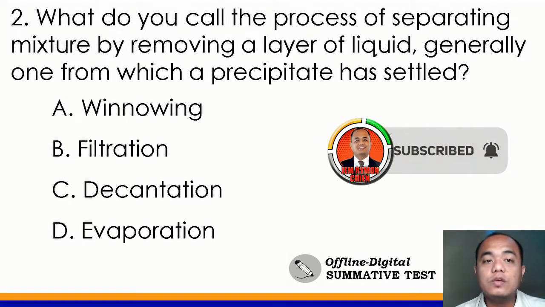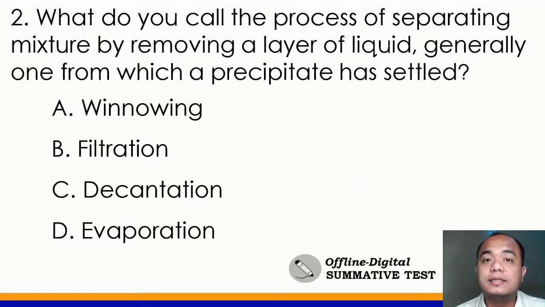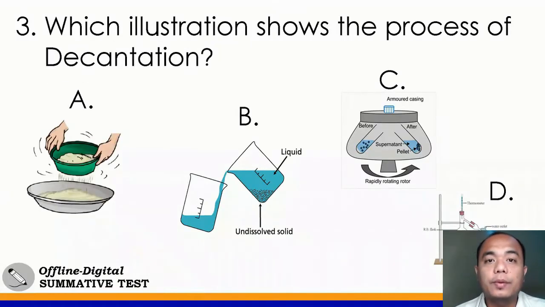Number 2, what do you call the process of separating mixture by removing a layer of liquid, generally one from which a precipitate has settled? A. Winnowing. B. Filtration. C. Decantation. Or letter D. Evaporation. The correct answer for number 2 is letter C. Decantation.